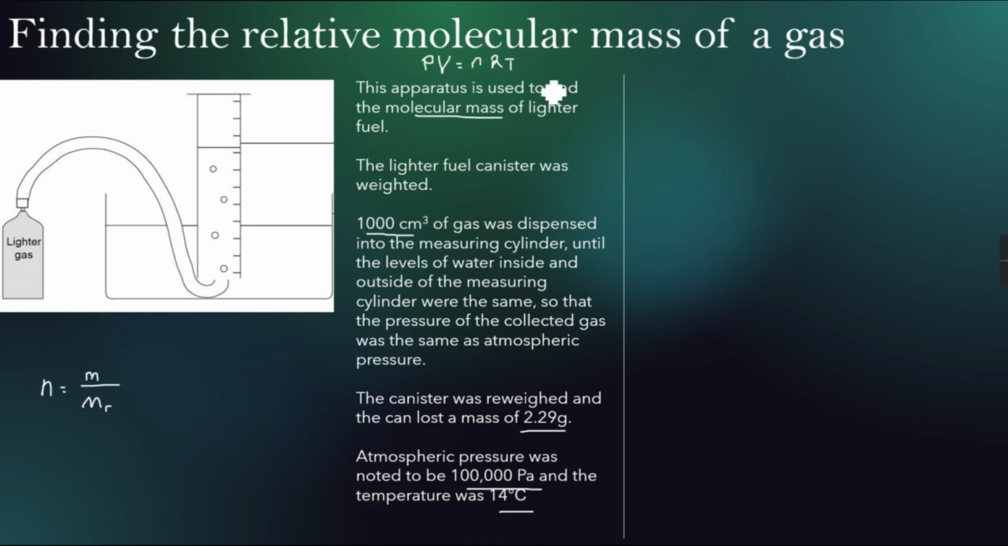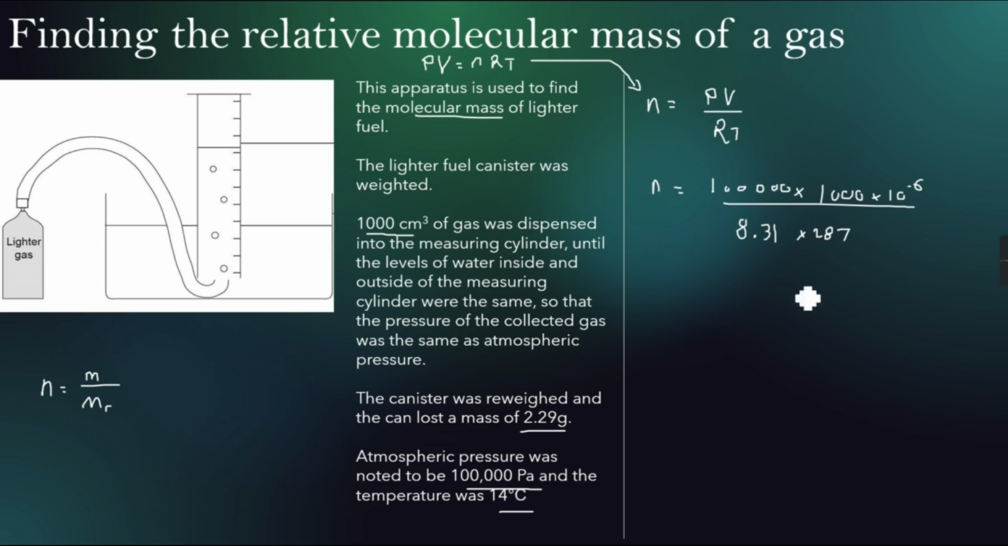So I already told you we need to work out moles. So to work out moles from this equation, we know that PV divided by RT. So our pressure is 100,000 pascals, and we've got 100 centimeters cubed, but of course it has to be in meters cubed. So we need to times it by 10 to the -6. Divided by R, our ideal gas constant, 8.31, and temperature, which is 14 degrees. Remember, we add 273 to that, so that's 287 Kelvin. All right, so let's plug that into our calculator. What do we get? Well, we get 0.042 moles of this gas, and that's in the measuring cylinder.